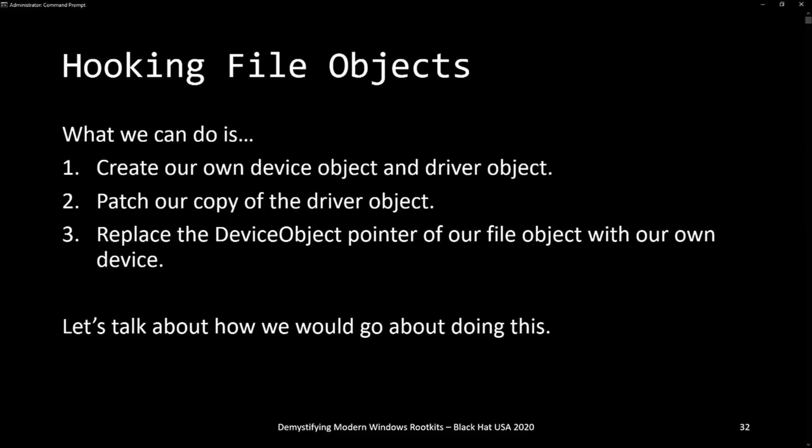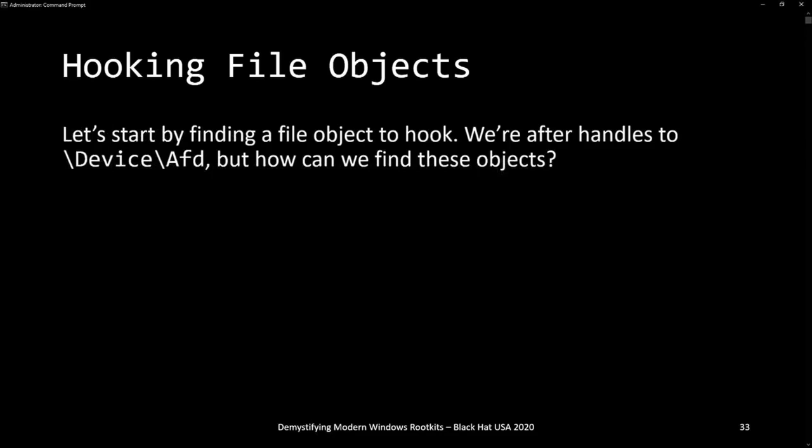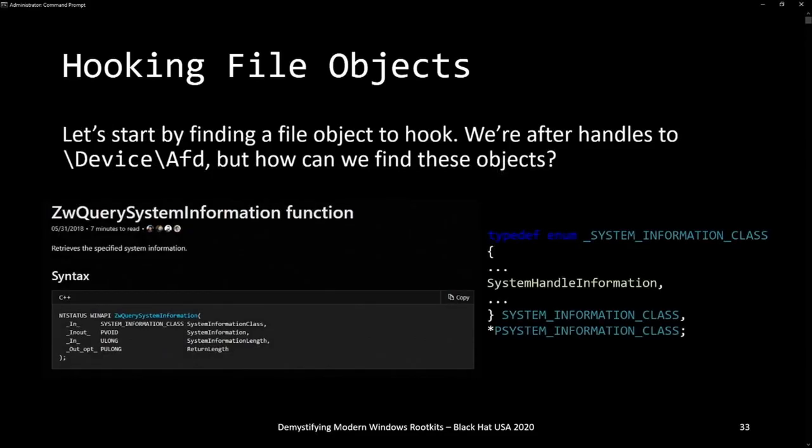Let's talk about how we would actually do this. Well, we need to first find file objects to hook. And the way we can do this is through the great API called ZwQuerySystemInformation, which exposes a variety of information about your system.